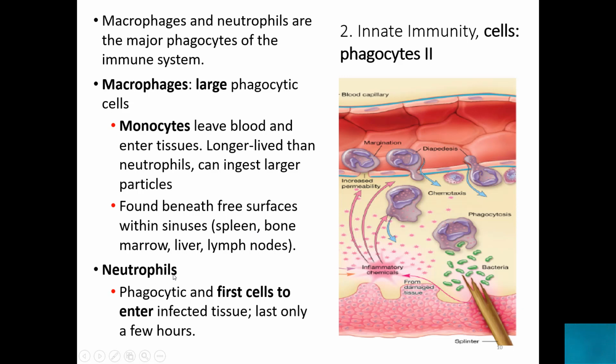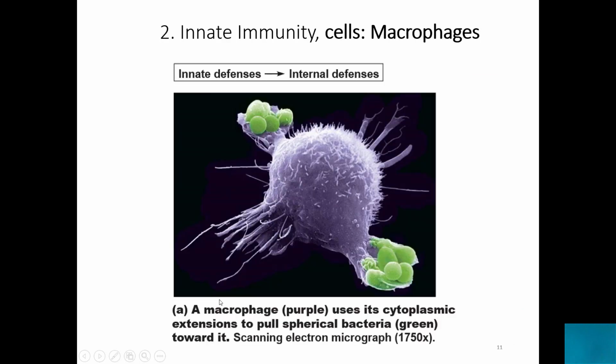Next, neutrophils. Neutrophils are always in the blood and they act faster. They are first cells to enter infected tissues. But downside of them, they last only a few hours. So they die, and together with those bacteria that they ingest and destroy, they become that substance that we call pus. So if there is a wound and there is a pus in that wound, that's what it is made of, neutrophils and dead bacteria.